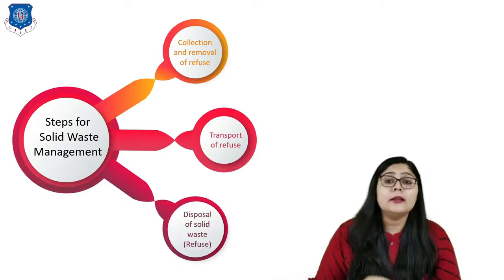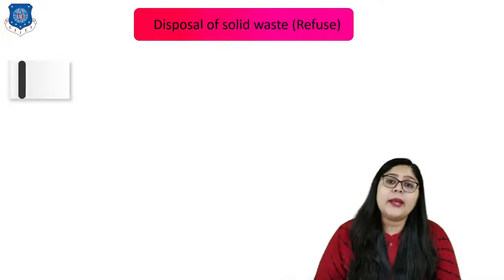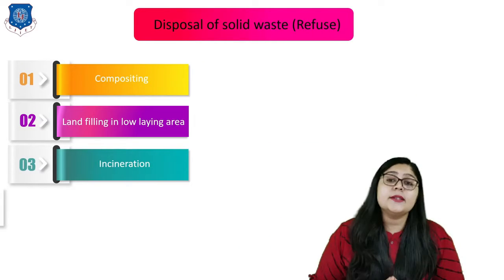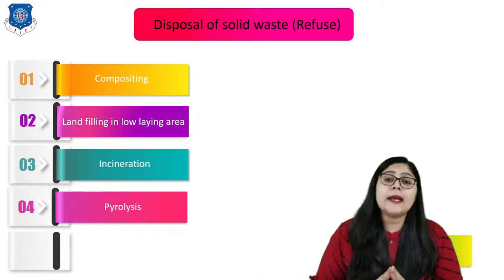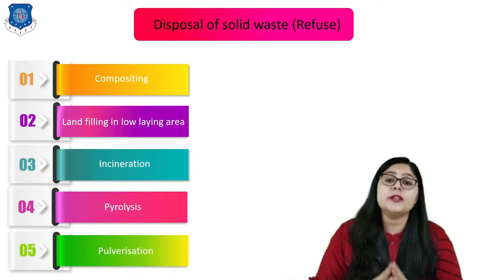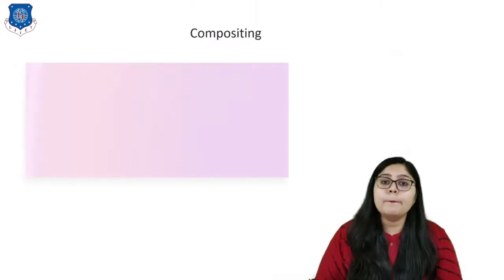Now let us see the disposal of solid waste or refuse. For that, basically 5 methods are there, in which the first one is composting, second is landfilling in low-lying area, third is incineration, fourth is pyrolysis and fifth is pulverization. Let us discuss the first one, composting.